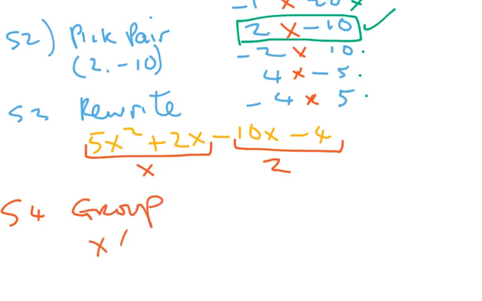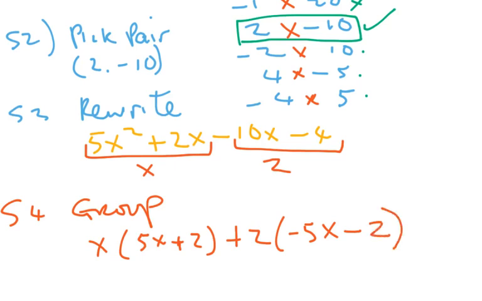So I'm going to do x into 5x plus 2. That's going to give me 5x squared plus 2x. Then I'm going to go plus 2 into minus 5x minus 2. Now the problem here, as you can see, is that when I took out 2, it gives me minus 5x here, because 2 multiplied by minus 5x gives me minus 10x, which is what I want. And I've got 2 multiplied by minus 2 gives me minus 4.